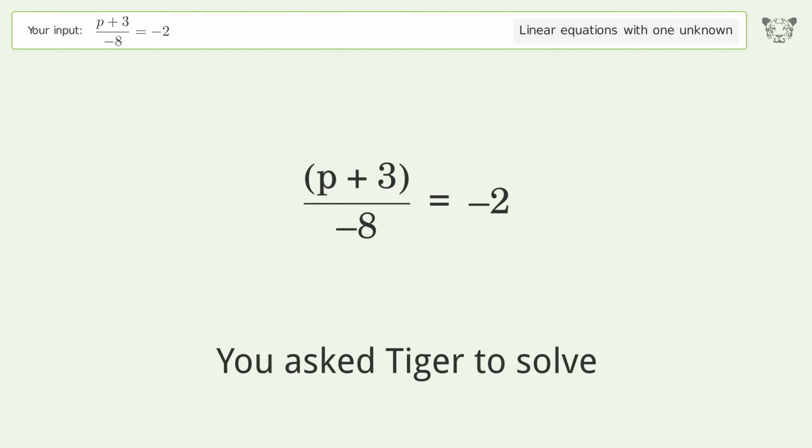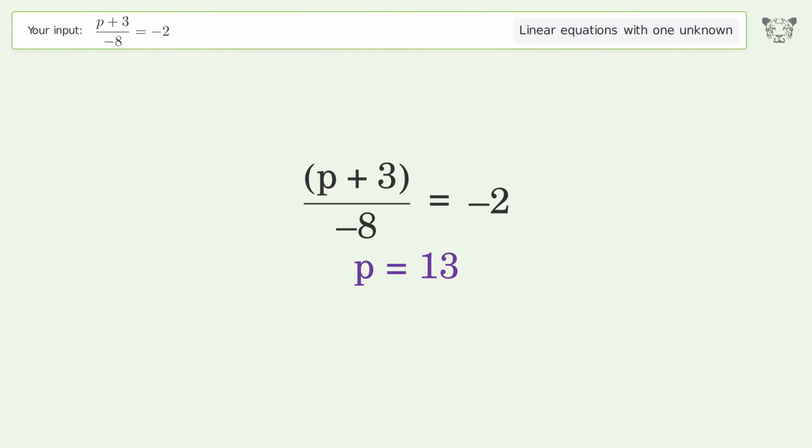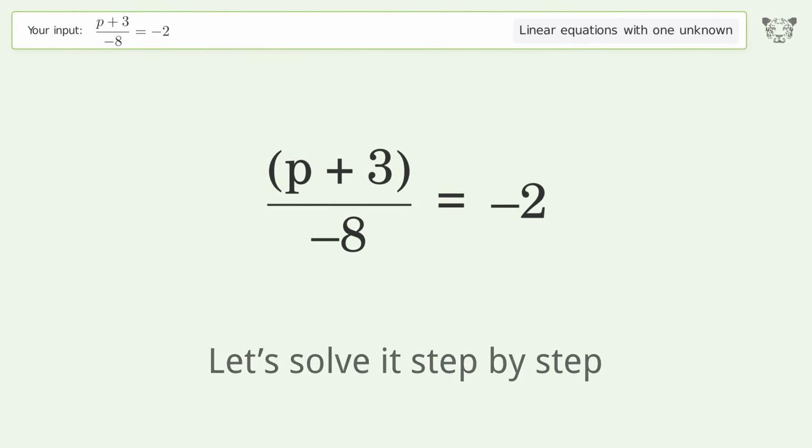You ask Tiger to solve. This deals with linear equations with one unknown. The final result is p=13. Let's solve it step by step.